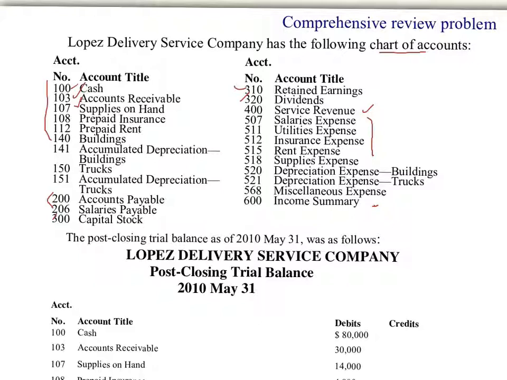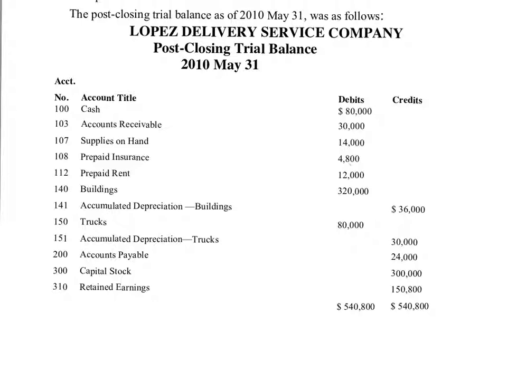Now, I have already set up the ledger with those account titles and account numbers. Next, we look at the post-closing trial balance as of May 31st. That's the close of business, May 31st. This is post-closing. So they've closed out the revenue accounts and the expense accounts are all zero. That's why they're not listed here, because they have no balances. What is listed here are the asset accounts, down to here, the liability accounts, and the equity accounts.